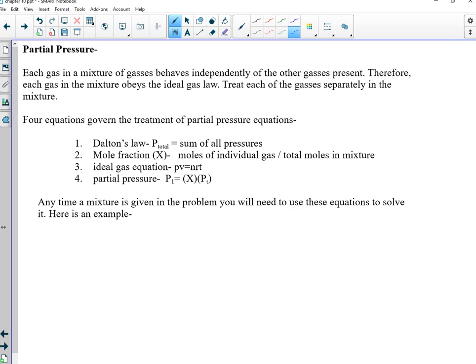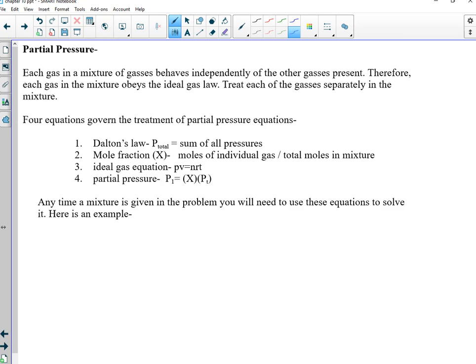For questions, that's funny, that says 4. Oh, it is supposed to be 4, sorry. 4 equations govern the treatment of partial pressure equations. First, Dalton's law, which is what we just wrote. The total equals the sum of all pressures. So you just add them together.